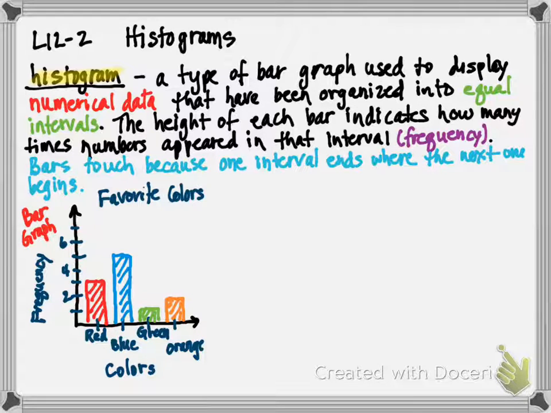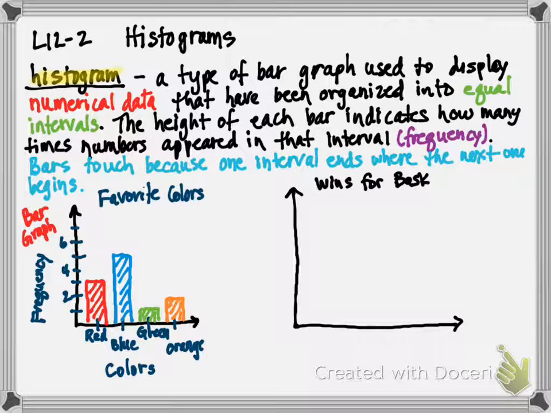So how would a histogram differ from a bar graph? Well, it actually has a lot of similarities. We're going to be dealing with positive numbers, so it's a first quadrant graph, which is the same thing as a bar graph. We have a title. This one is going to be wins for basketball teams. Label this as our histogram.